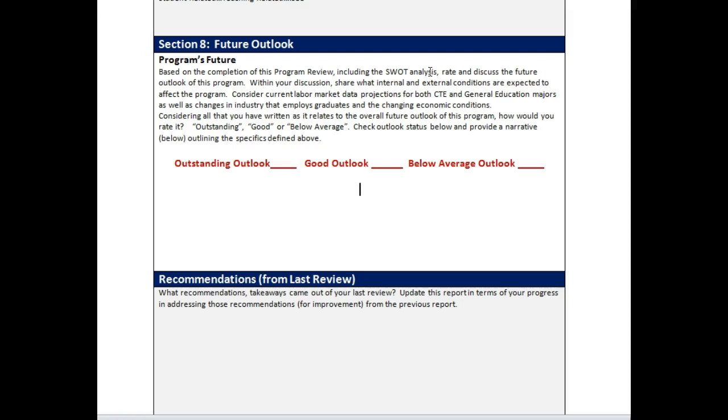Considering all that you have written as it relates to the overall future outlook of this program, how would you rate it? So you're going to actually have to rate your program. So does it have an outstanding outlook? Does it have a good outlook? Or is it below average outlook? I can't stress this section is extremely important. It's something that obviously the president's interested in, the administrative cabinet is interested in, and you and your team should be interested in as well.